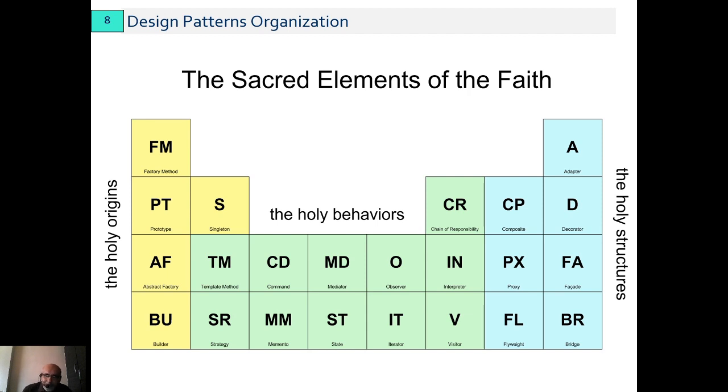So as I have told you, how to remember them? This is very similar to the periodic table that we have learned in chemistry. I always said that software has an equivalence to chemistry. So the left hand side is about origins: A, B, F, P, S. The structures: A, B, C, D, F square, P. And for the behaviors: CMOS, TV.